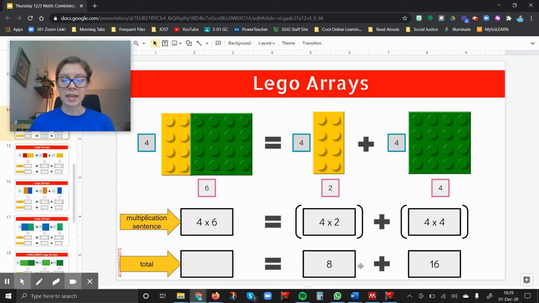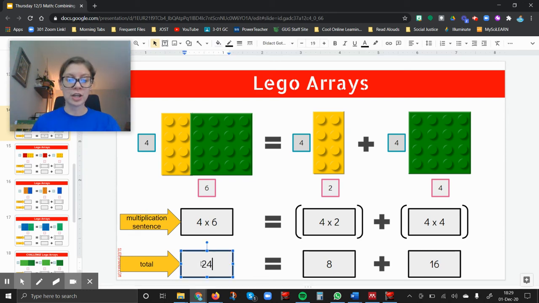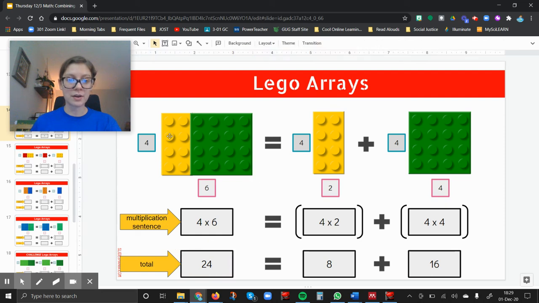So we're going to add 8 and 16 together. 8 plus 16 equals 24. I can check this by counting on my array, or I can skip count and I can say 6, 12, 18, 24. So now this slide is done, and it's your turn to do some Lego arrays.